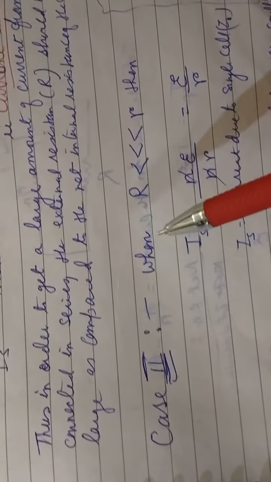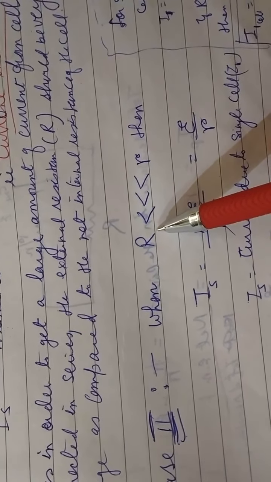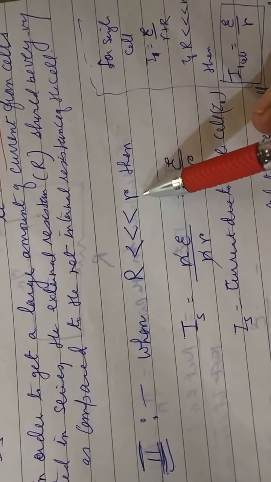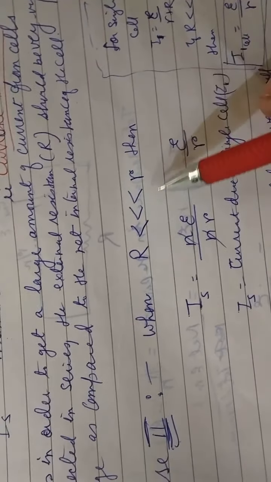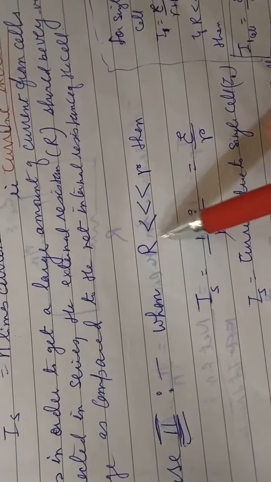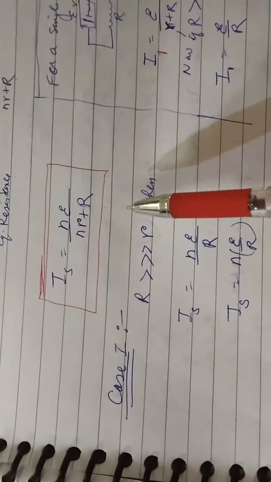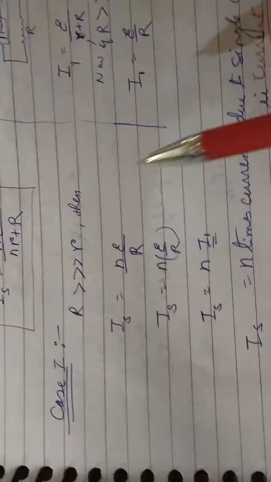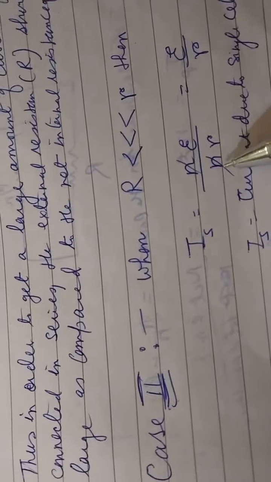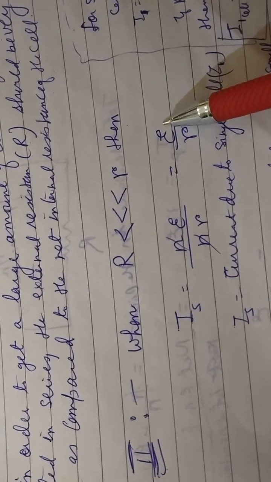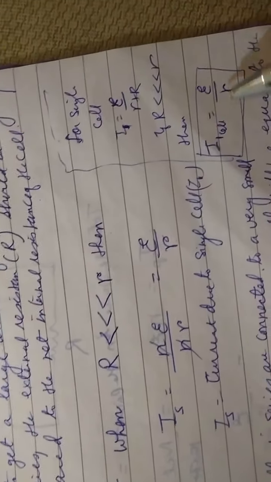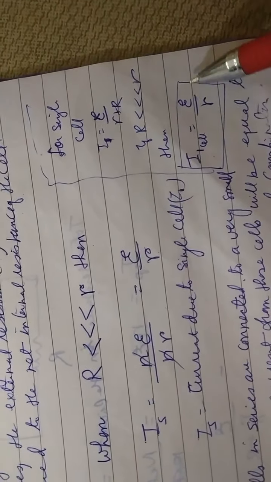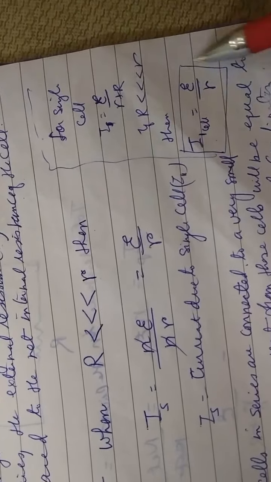Now case 2. If the external resistance capital R is very small as compared to the internal resistance, then we have to neglect the capital R. If we neglect the capital R, what will we get? NE upon NR. So N will cancel and we'll get E upon r. So what is E upon r? That is the current due to a single cell.